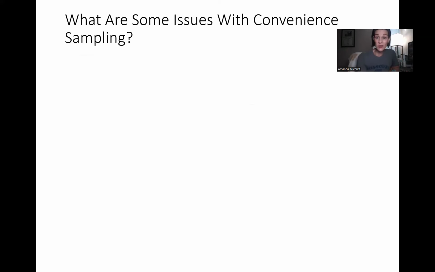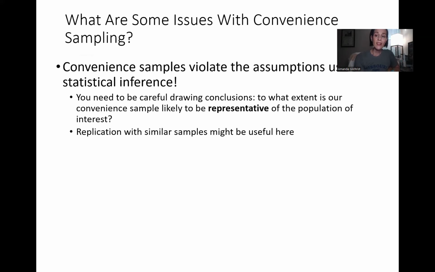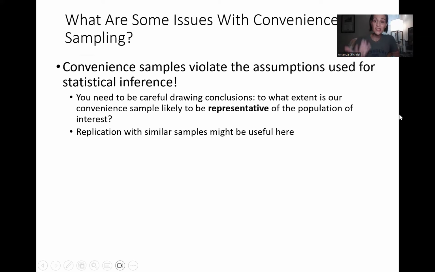So, what are some issues with convenience sampling? Well, like I kind of said, convenience sampling violates one of the major assumptions for statistical inference, and that's that your data came from a random sample. And like I said, you can still do statistical tests with a convenience sample. You can still run a confidence interval with a convenience sample. However, it's a robust assumption. It can be violated. And because of that, you have to be very careful when you're drawing conclusions.